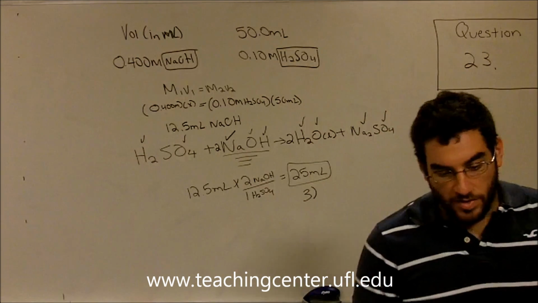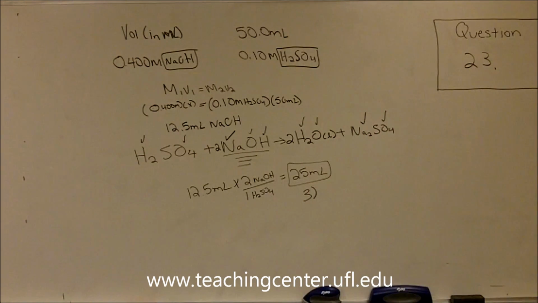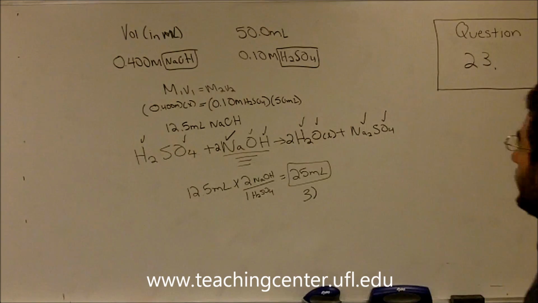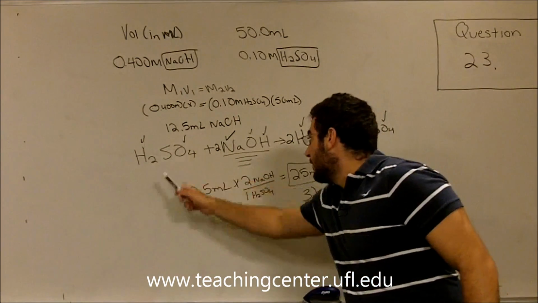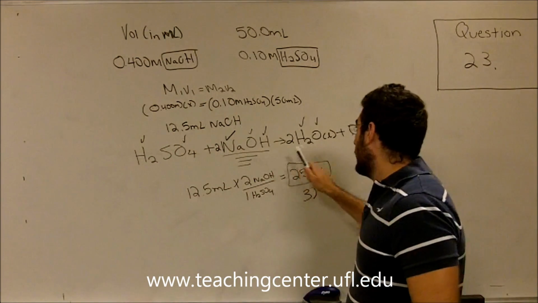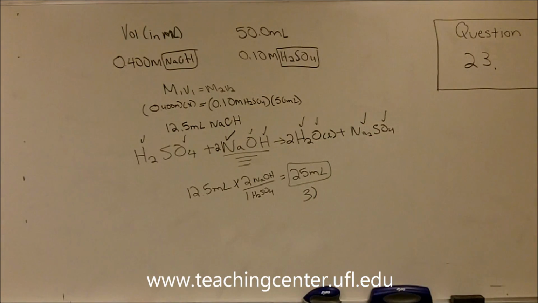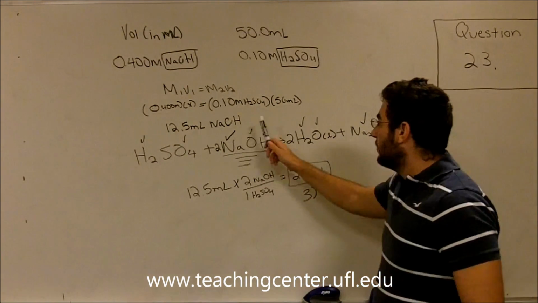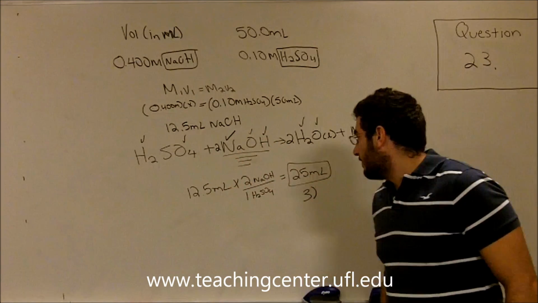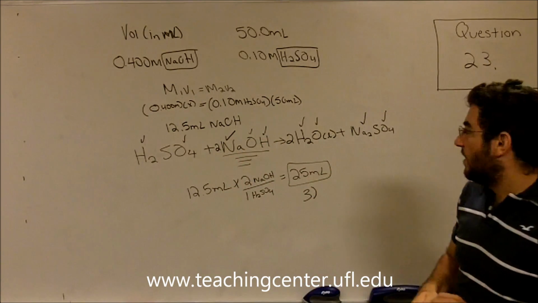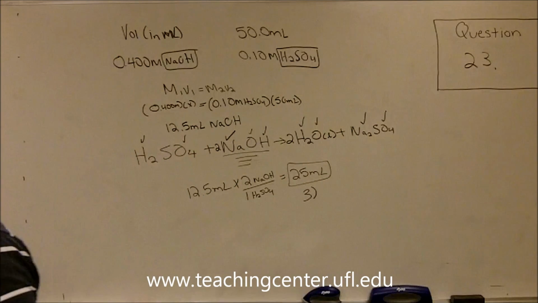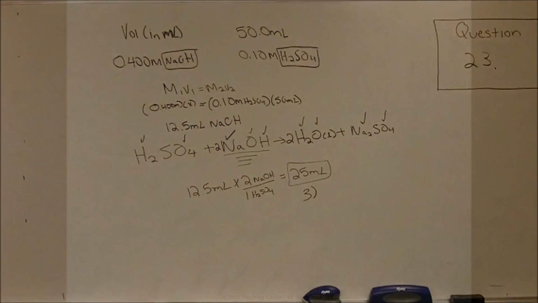So remember, for a question like this, when you have an acid with 2 hydrogen equivalents, H2SO4, to only 1 hydrogen equivalent, you have to go through and balance the entire reaction, and when we do the M1V1, M2V2, we have to double the 12.5 to make it 25 after balancing the equation.